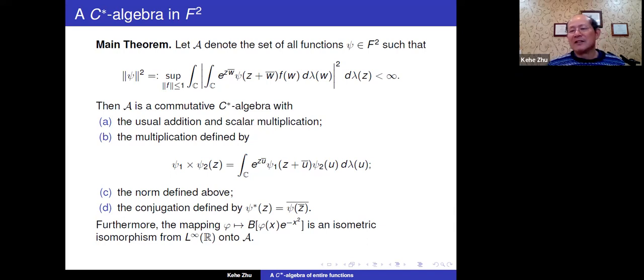This way I get a star algebra of entire functions. Again, if you know the background, the whole thing is very simple. If you don't know the background, then if you simply look at this theorem over here, there's a lot of work to be done. If you want to check this directly without using the Bargmann transform, if you want to prove this result over here directly, it's going to be a lot of work.